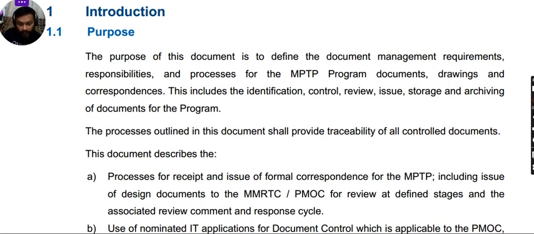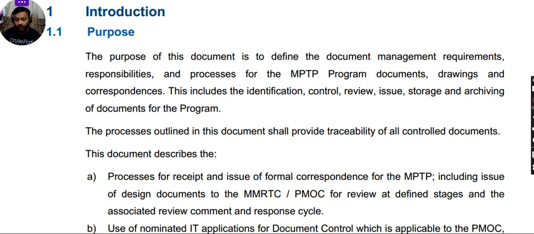The processes outlined in this document shall provide traceability of all controlled documents. Traceability means how we are going to trace the document. Traceability is the important term in document control, and we are going to trace according to their unique numbering system and the metadata. I will show you this further on, step by step.